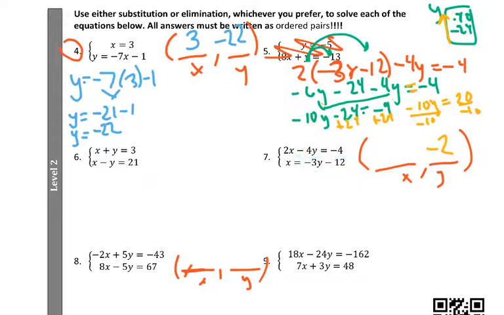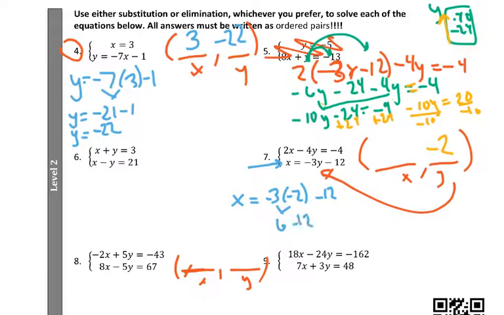Okay, now negative 2 needs to go in for that y right there. Or it could go into the top equation, but to me this just looks a lot easier. It's going to tell me flat out what x equals. So x is going to equal negative 3 times negative 2 minus 12. That's going to be 6 minus 12, which is going to equal negative 6.